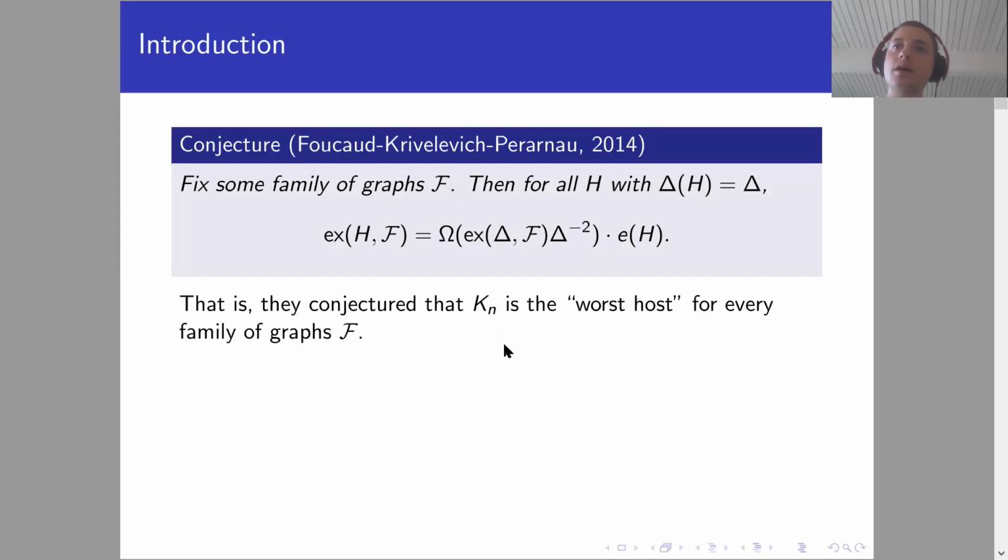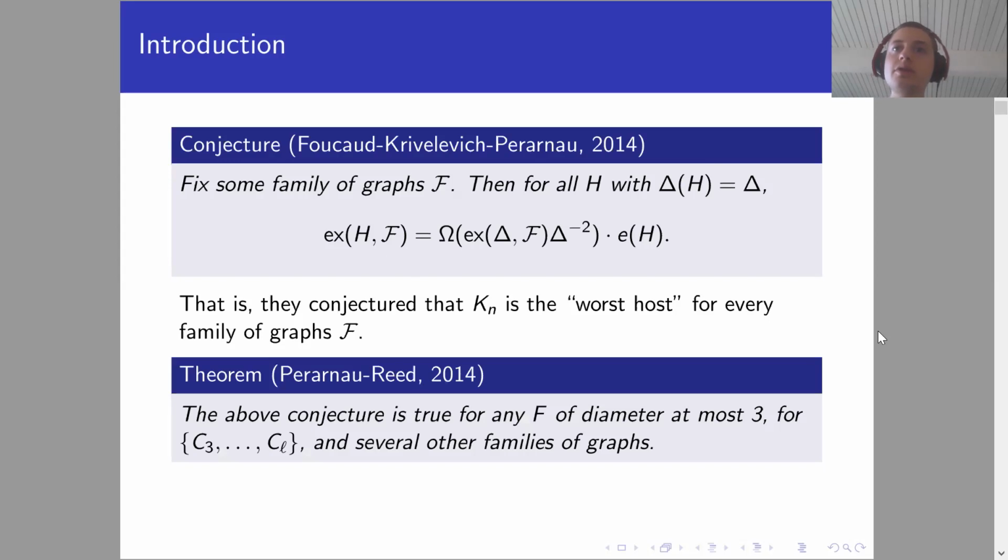Again, the clique always has this bound here. And what this is saying is that you can always do at least as well as the clique for any host with these properties. It was a fairly broad conjecture, and Perano and Reed managed to prove that it was true in a number of nice cases.